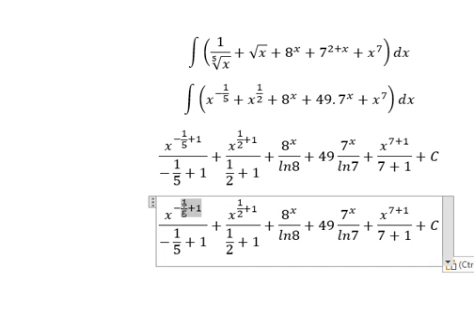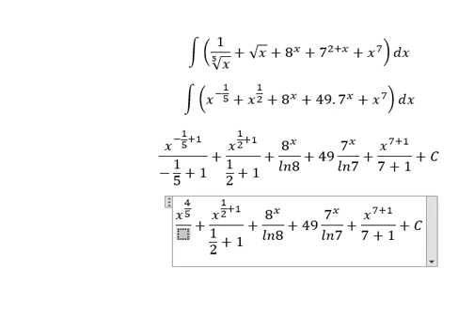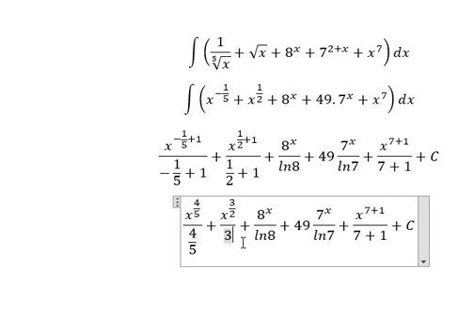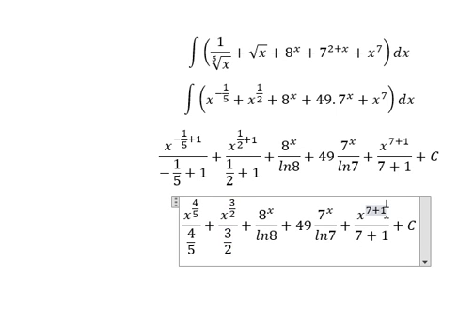So this one we have 4 over 5. We have 4 over 5. This one we have 3 over 2. And we have 3 over 2. This one we have 8 and 8.